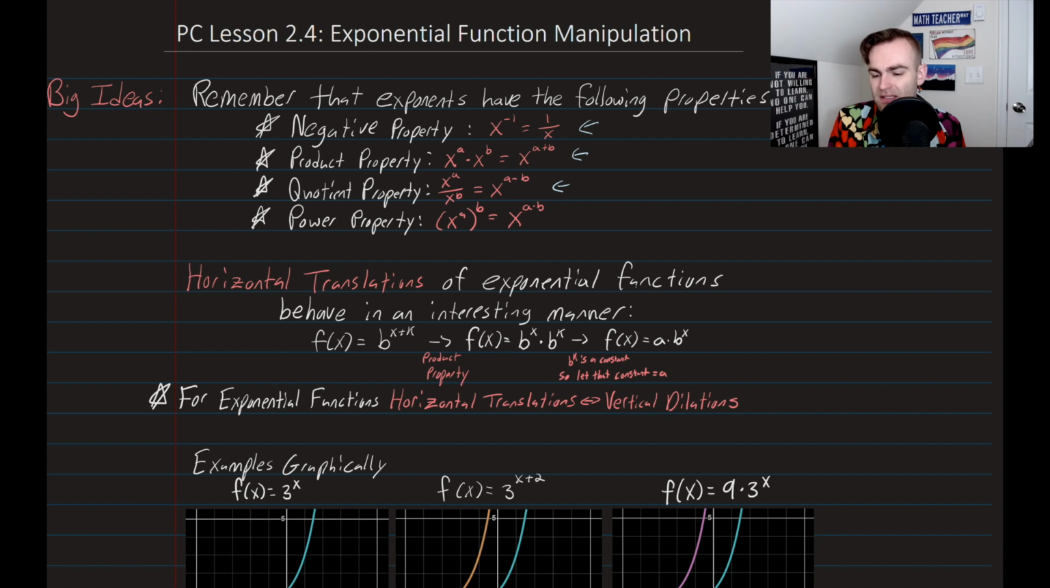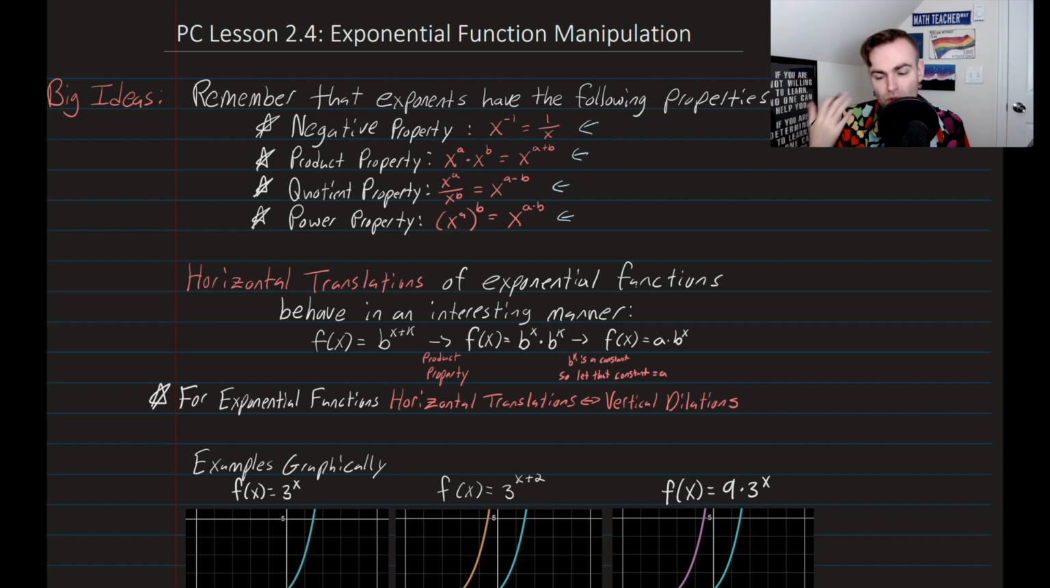The last one we're going to talk about is the power property. If you have an exponential raised to a power, it is the same as multiplying the exponent of the exponential with the new power. So 2 to the third to the second power is equal to 2 to the sixth. Not too bad. All of that should be old news.